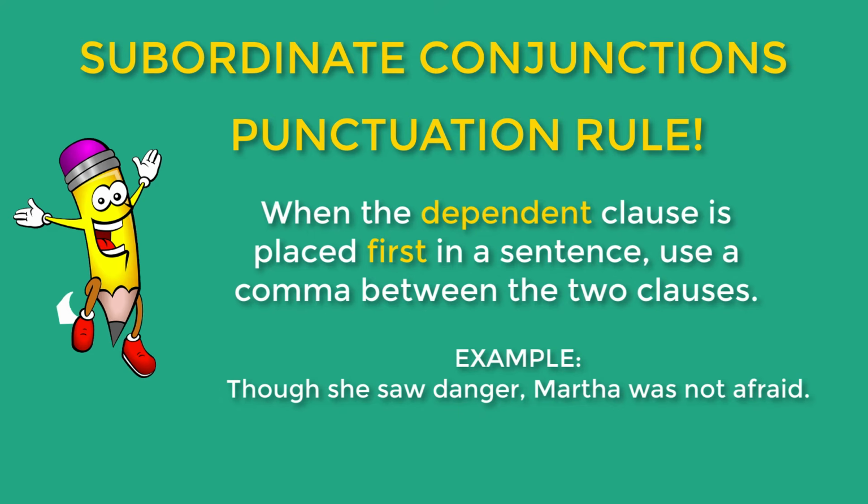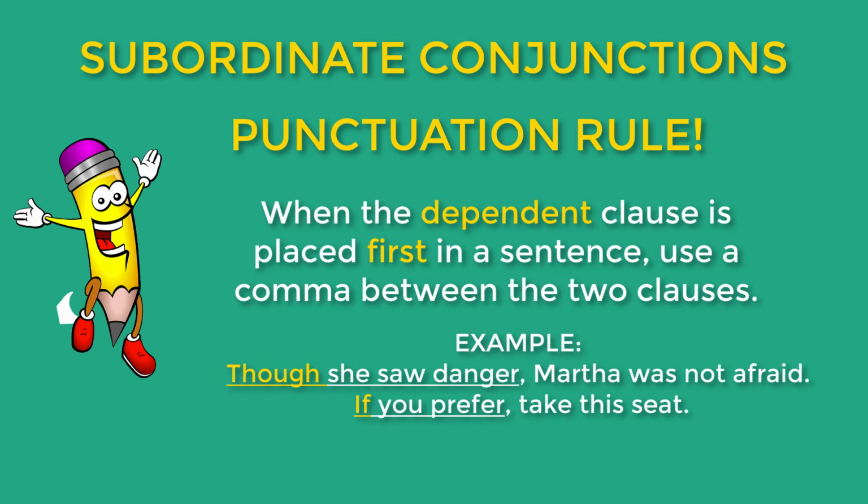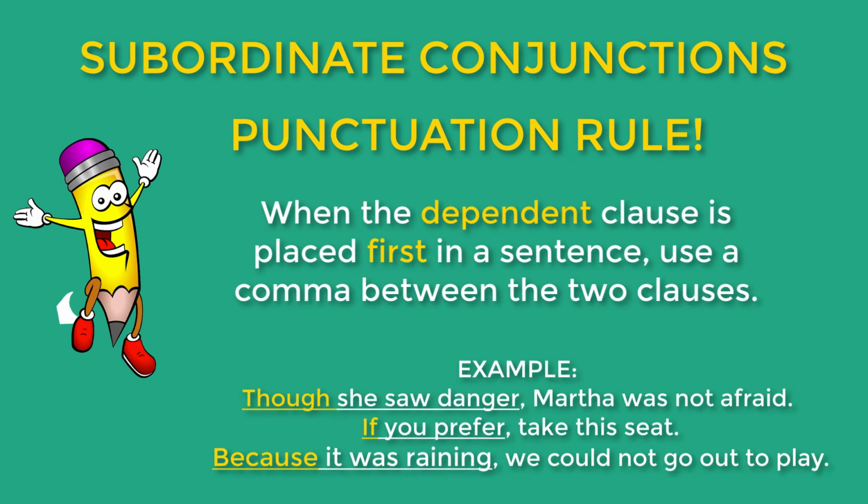In this example, the dependent clause, though she saw danger, begins with the subordinate conjunction though, so we separate with a comma. In the next example, the dependent clause is at the beginning and it starts with the subordinate conjunction if. If you prefer, comma, take this seat. Let's look at another example. Because it was raining, comma, we could not go out to play.